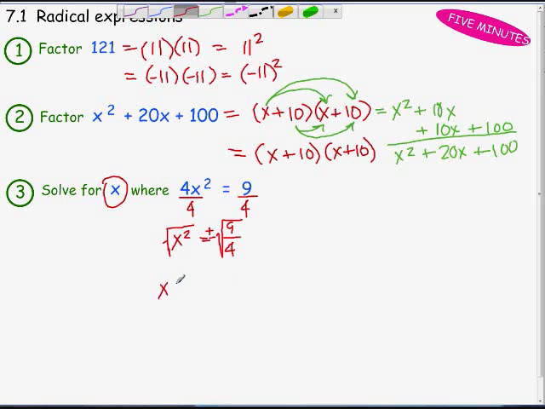Now we've got x, because the square root of x squared is x, is plus or minus the square root of 9. I'm going to rewrite it like this. This is equivalent, just because I think it makes it a little easier to see. X equals plus or minus 3, which is the square root of 9, over 2, which is the square root of 4. There's our answer.